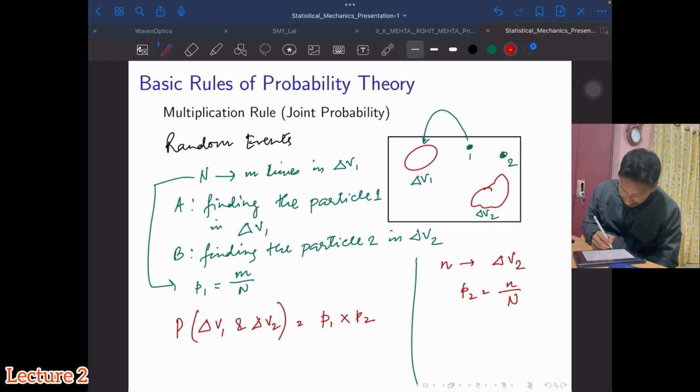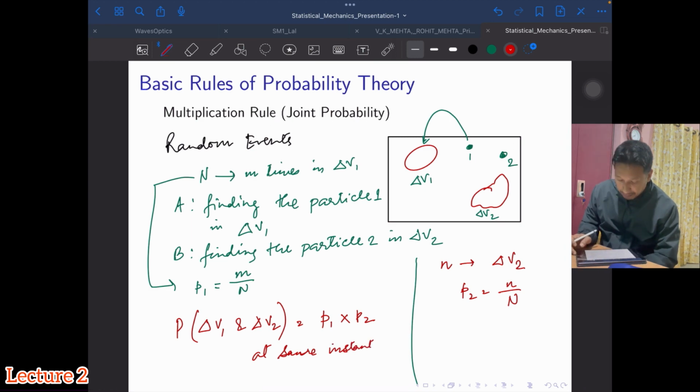I'm talking about the same time, both the events. What is the probability of finding both? In that case it will be simply the multiplication of both.